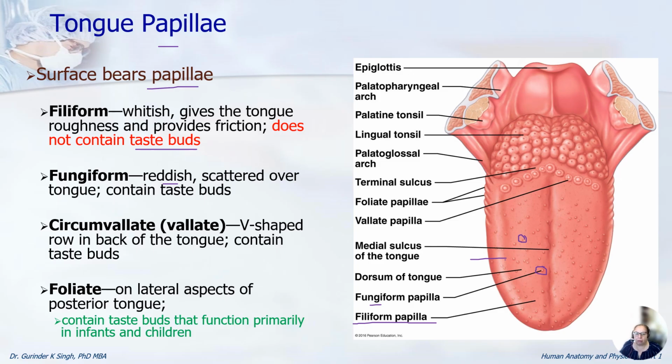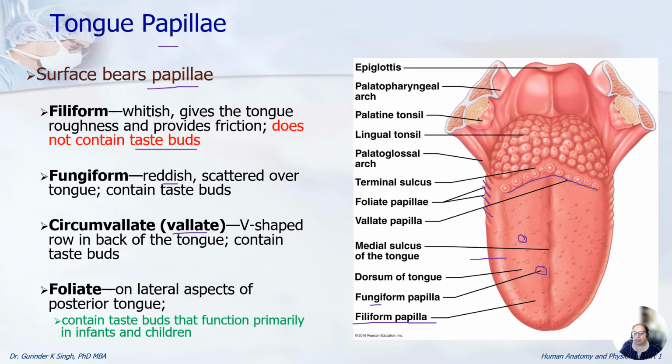We also have what we call circumvallate, or just simply vallate, papillae. These are kind of an inverted V shape, with taste buds present towards the posterior end of the tongue. They also contain taste buds. Then on the sides of the tongue we have these cuts, called the foliate papillae. The foliate papillae contain taste buds too, and primarily their function is in young children, infants as well as children.